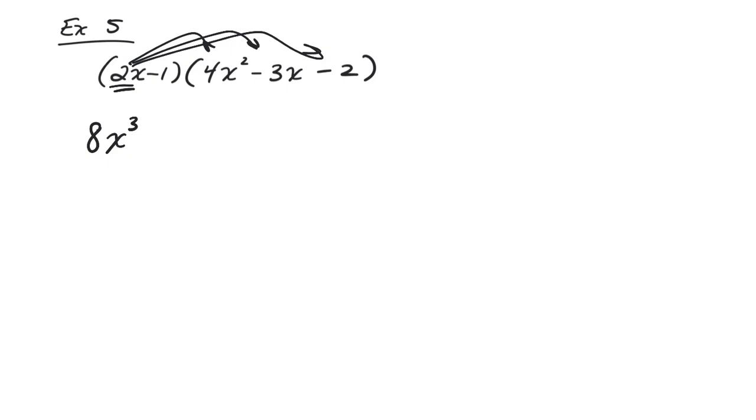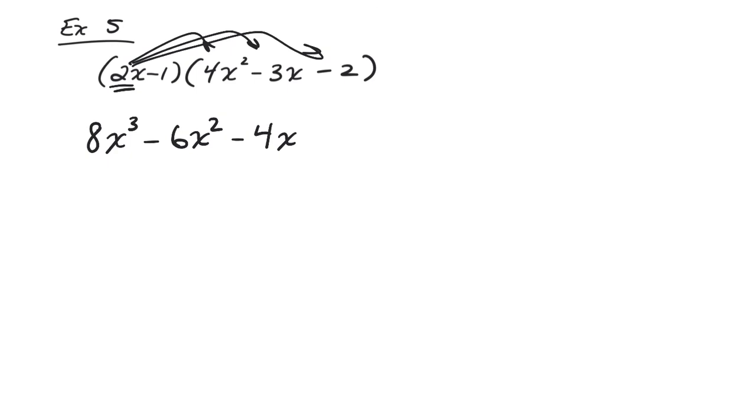Just going to the second distribution. So 2 times negative 3 is negative 6, and x times x makes that an x squared. And then 2 times negative 2 is just going to be a negative 4, and then I place an x with it. So it's negative 4x. And then I simply go ahead to my next one.